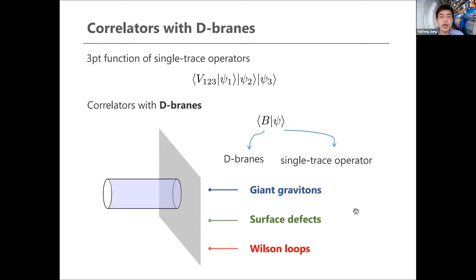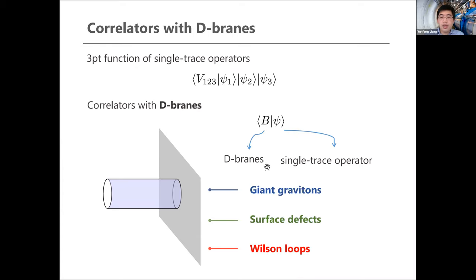In slightly more detail, if we are interested in three-point functions of single trace operators, this corresponds schematically to the overlap of some cubic vertex with three states. But in some cases, correlators involving D-branes are much simpler. It's given by the overlap of the boundary state and an eigenstate. The boundary state corresponds to the D-brane and the eigenstate corresponds to the single trace operator.